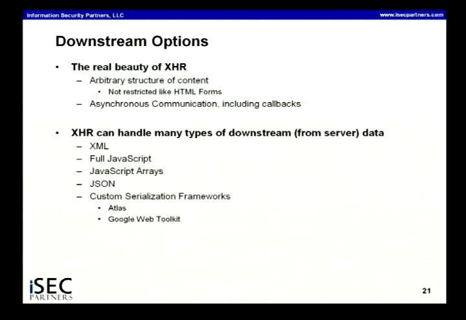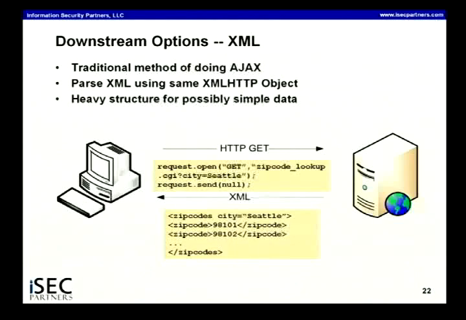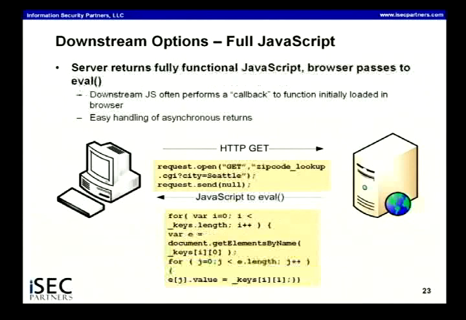We're going to take a look at a couple of these very briefly, because these slides are kind of boring. XML. This is the traditional method of doing Ajax. Nobody really likes to do it because it's so heavy. There are much lighter ways to do it. Take an example of the client sending up a simple request for a zip code lookup and getting back some data in XML for some Seattle zip codes. Another way to do it is for the server to send back full JavaScript. Same client request, and the JavaScript comes back down from the server, which is plugged right into eval.